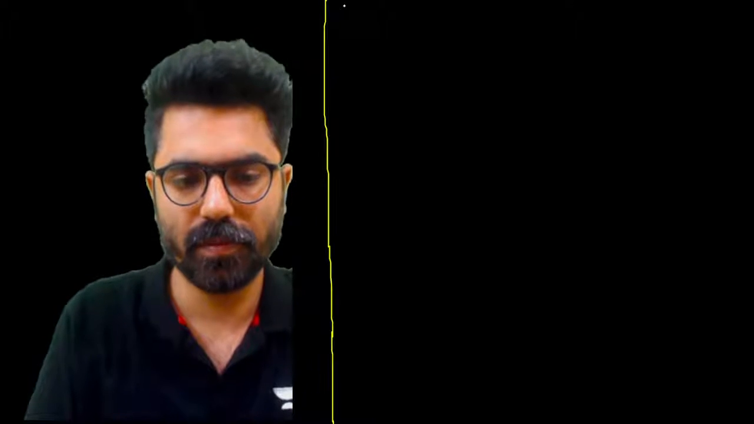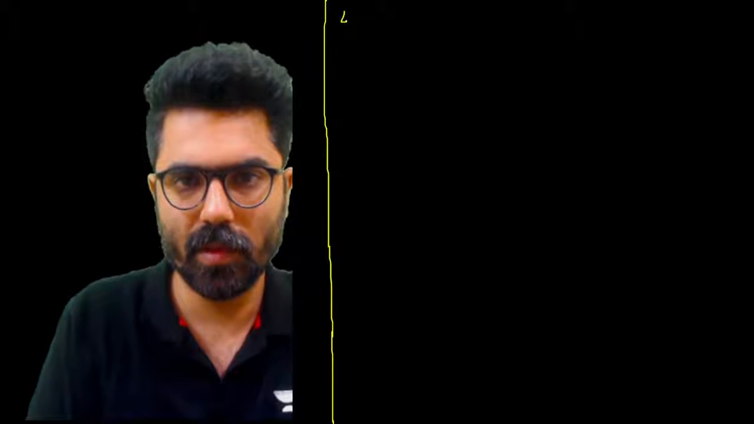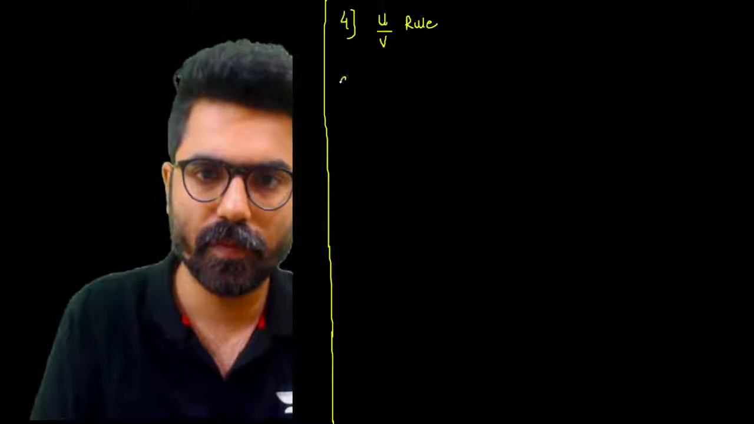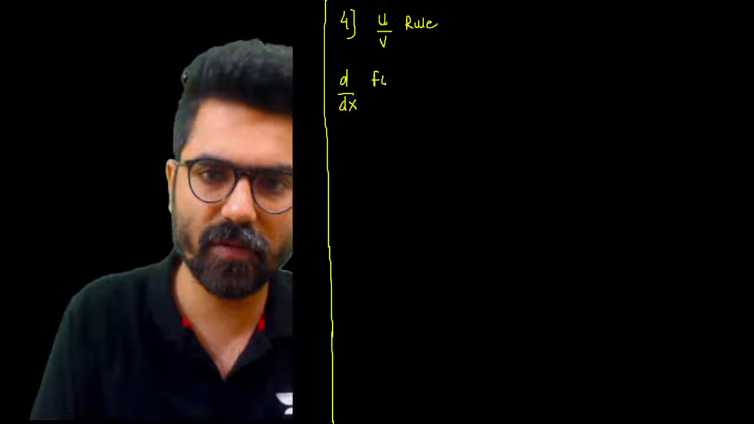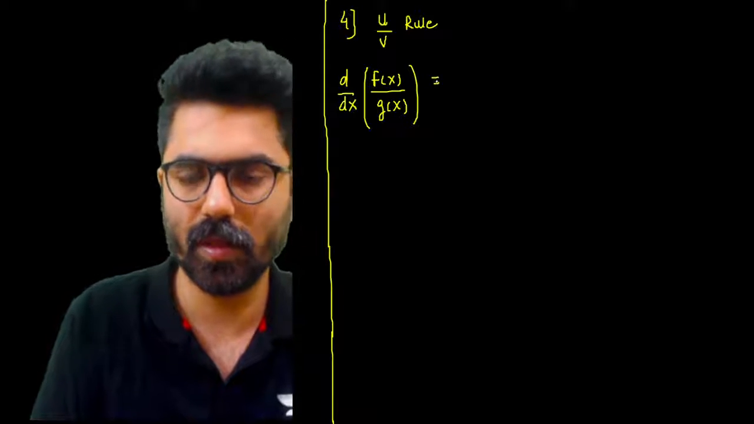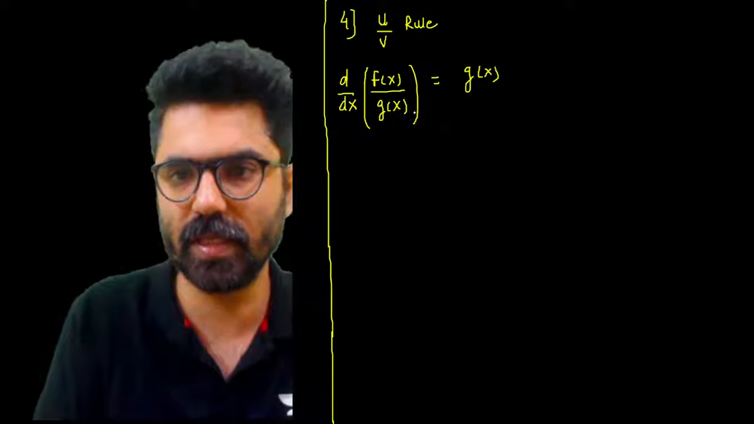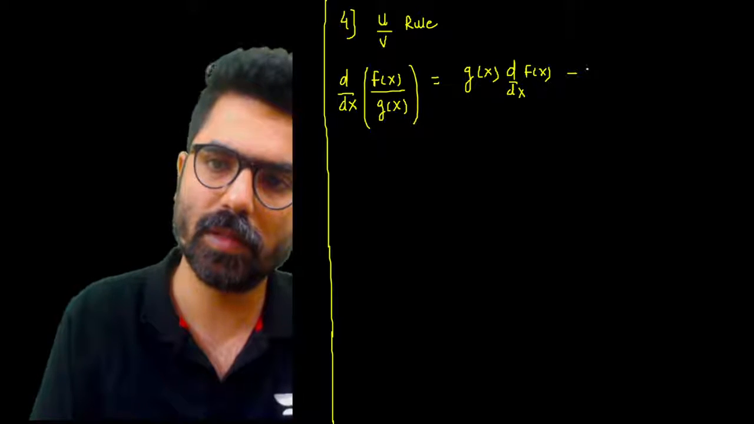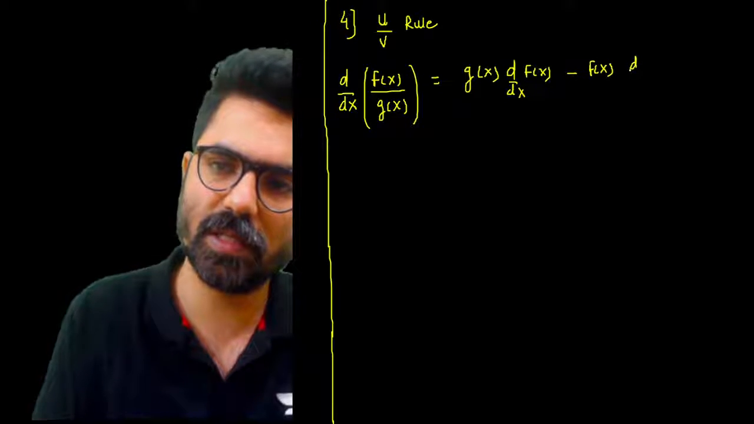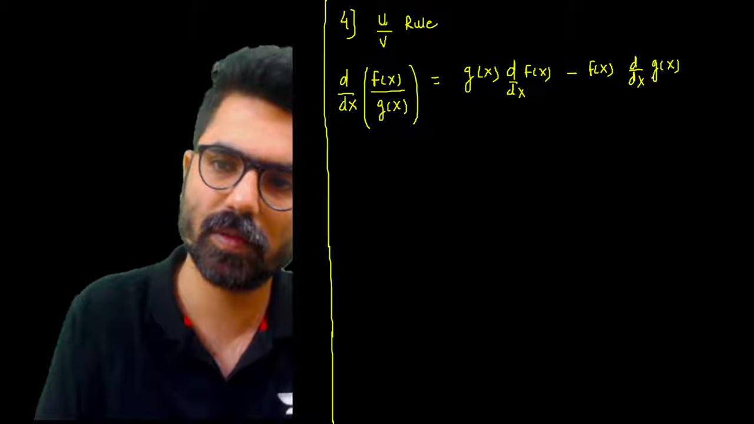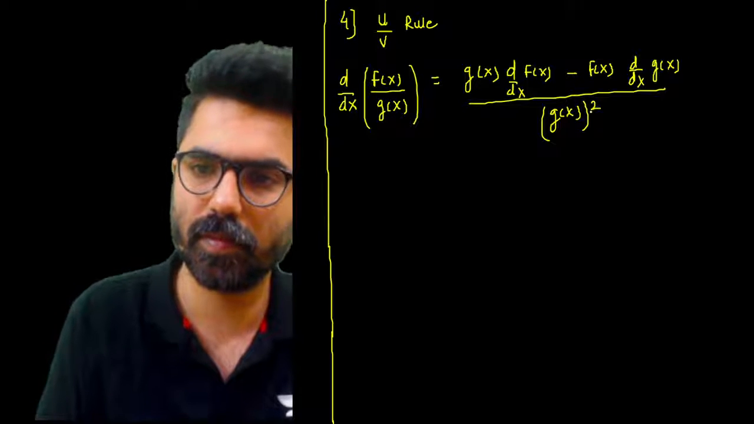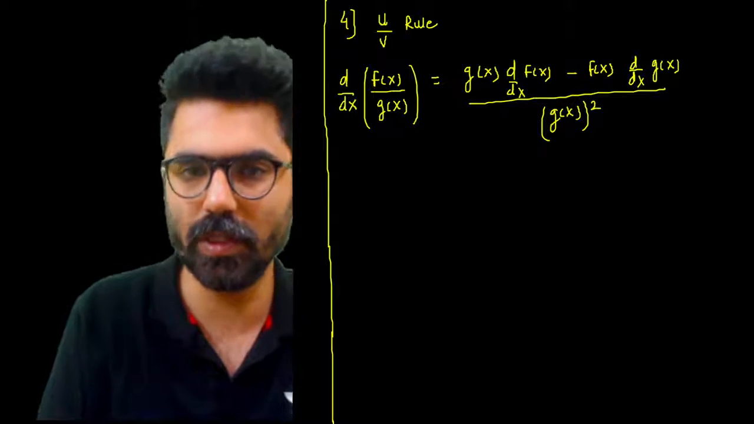Now here, the fourth one. What is the u by v rule? Derivative of f of x upon g of x. Here, you have to first write g of x as it is into derivative of f of x, minus f of x as it is into derivative of g of x. This whole divided by g of x whole square.